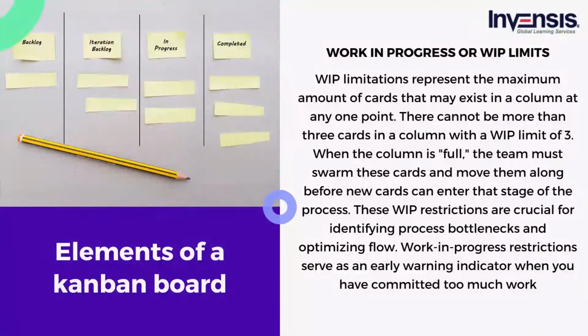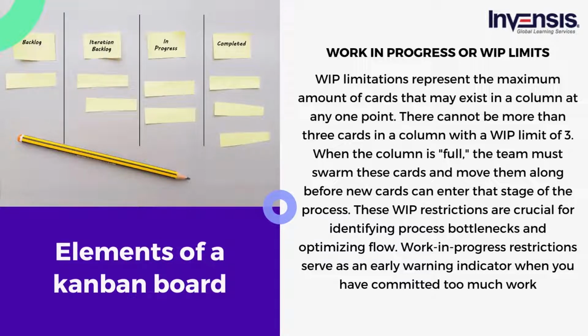Next, work in progress or WIP limits. WIP limitations represent the maximum amount of cards that may exist in a column at any one point. There cannot be more than 3 cards in a column with a WIP limit of 3. When the column is full, the team must swarm these cards and move them along before new cards can enter that stage of the process.